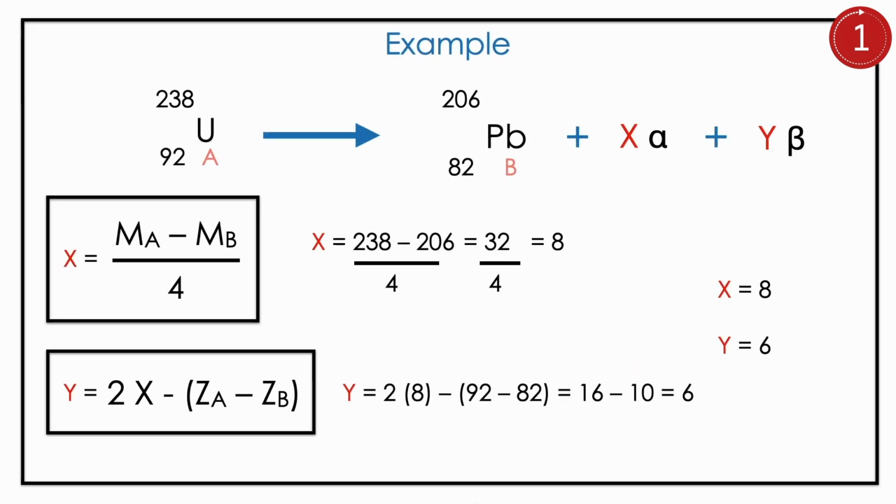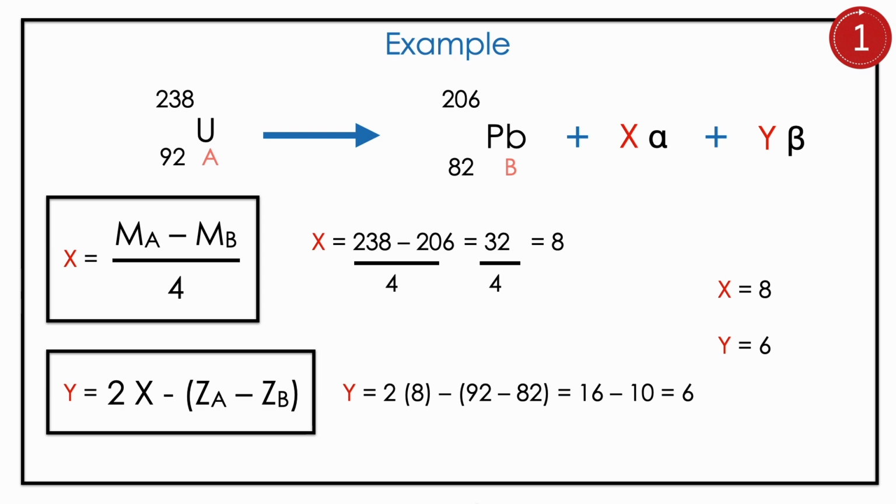Here you have a nuclear reaction: 92 uranium 238, that is our A. The product is lead, which is 82 Pb 206. You should find the number of alpha and beta particles, that is x and y respectively. The formula for x is mass of A minus B, whole divided by 4. Mass of A is 238, mass of B is 206. If you subtract it, you have 32 by 4, which gives 8. So the number of alpha particles is 8.